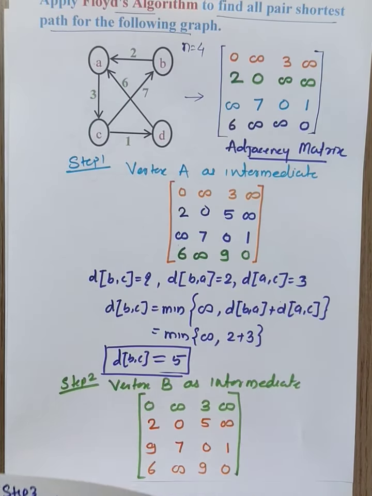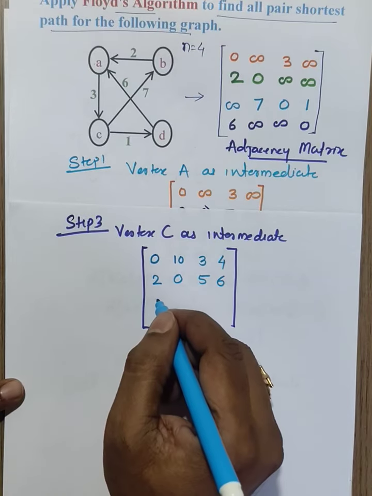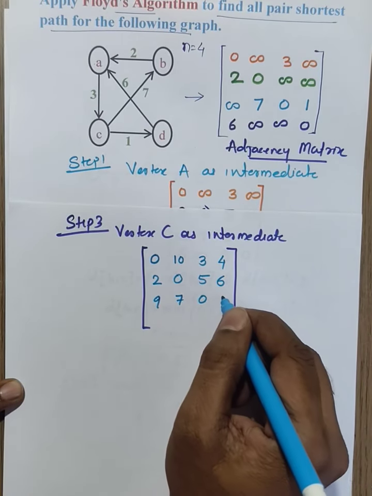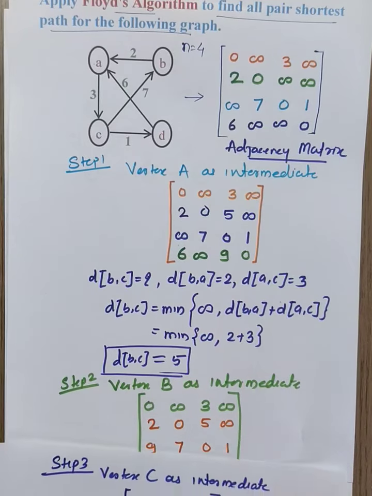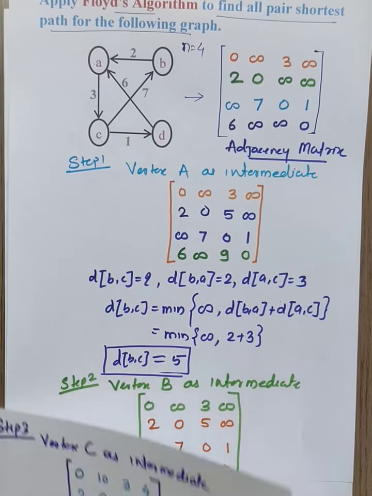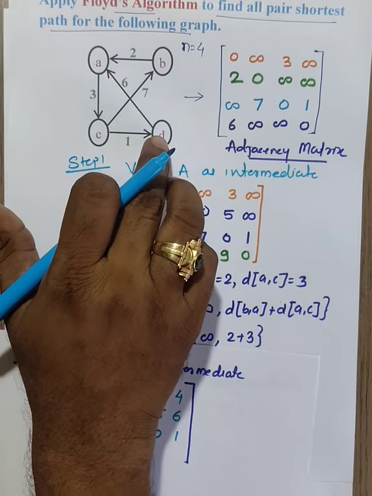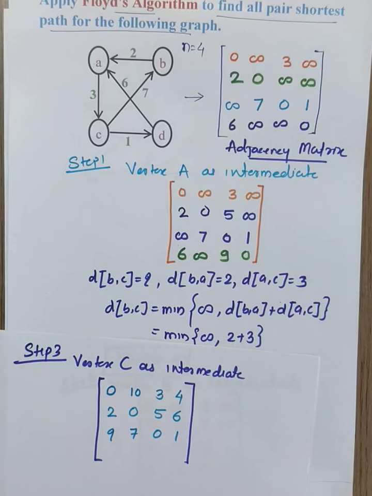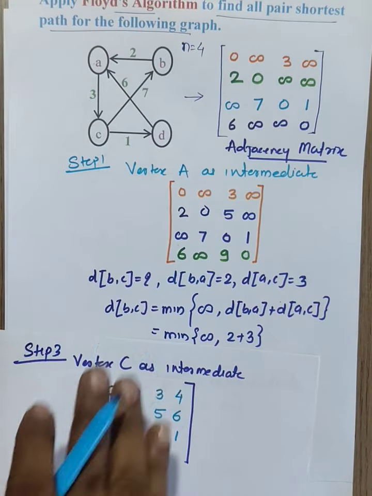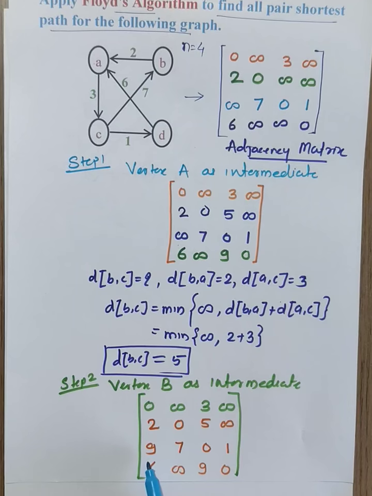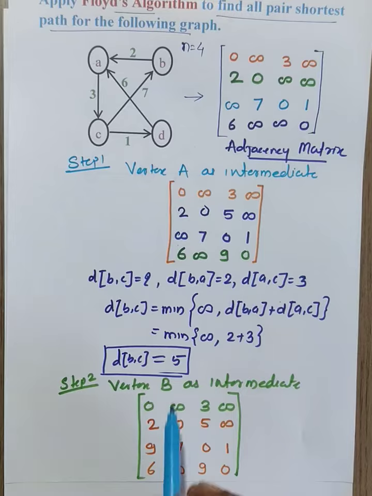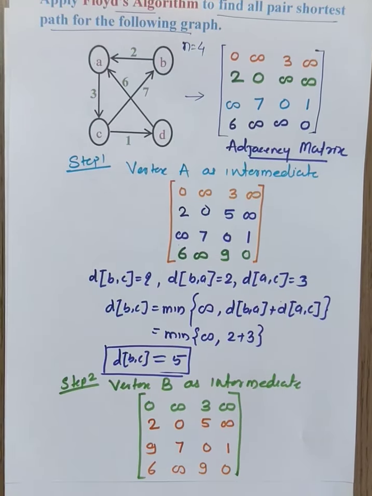Next, C itself as an intermediate. If C itself is an intermediate, then the C row will get the same values. Next, D. The D to C edge is there. With C as intermediate, the D to C edge is not there, but D to A to C is there, right? And if C is intermediate, D to A is 9.